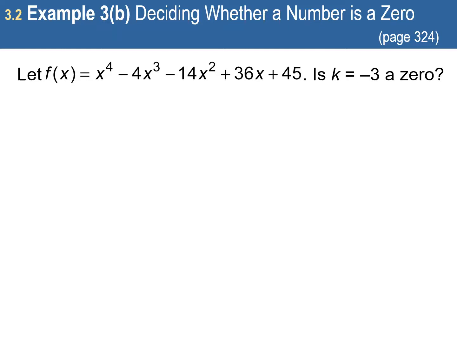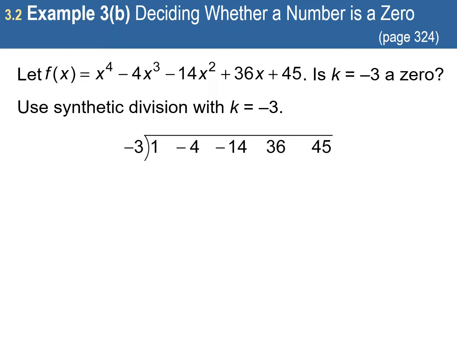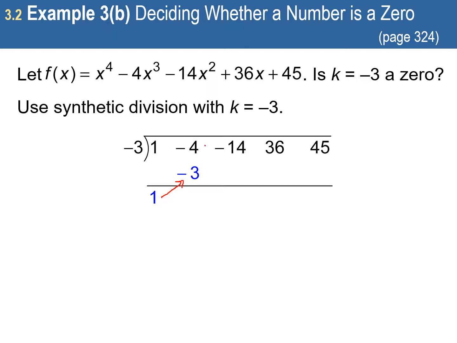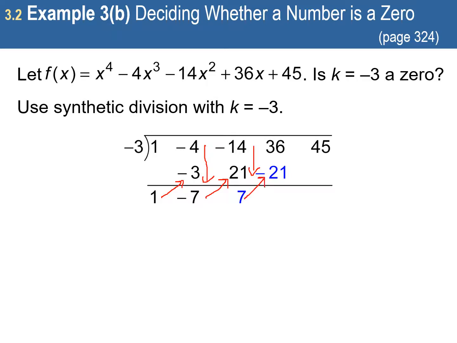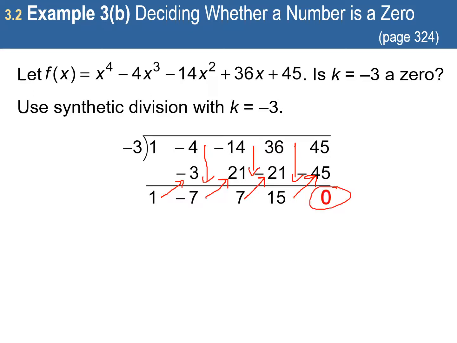Let's look at this function with k equal to negative 3. Is it a 0? Use synthetic division with k equal to negative 3. Bring 1 down. 1 times negative 3 is negative 3. Add straight down, so this is negative 7. Negative 7 times negative 3 is 21. Add straight down, so that's 7. 7 times negative 3 is negative 21. Add straight down, it's 15. 15 times negative 3 is negative 45. When I add straight down, I get 0. So yes, negative 3 is a 0 because I was able to divide it and have no remainder.